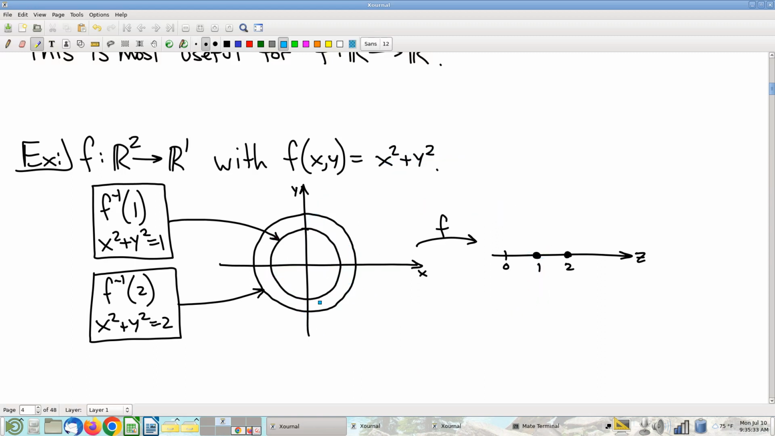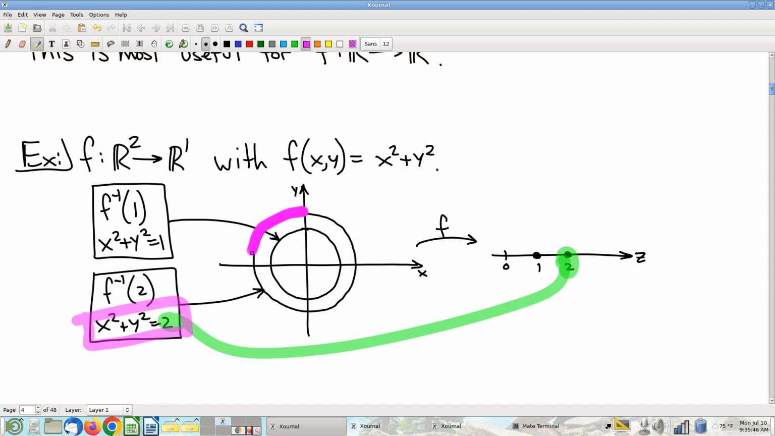Okay, so you can do this with different output values. For example, we can take 2 and set 2 equal to the value of the function. That gives me, again, an equation. Now this is a different equation. It gives me a different curve. It's still a circle. That's nice. Different pre-image, different level set for a different output value.